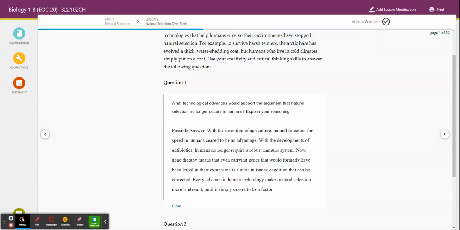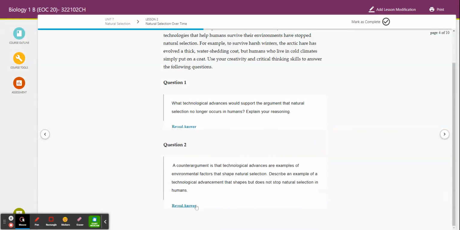A possible answer: with the invention of agriculture, natural selection for speed in humans ceased to be an advantage. With the development of antibiotics, humans no longer require a robust immune system. Now, gene therapy means that even carrying genes that would formerly have been lethal in their expression is a mere nuisance condition that can be corrected. Every advance in human technology makes natural selection more irrelevant until it simply ceases to be a factor.